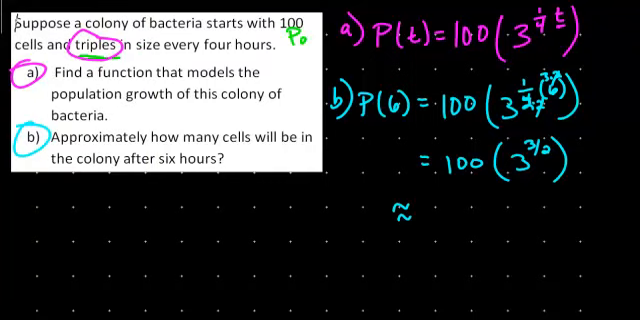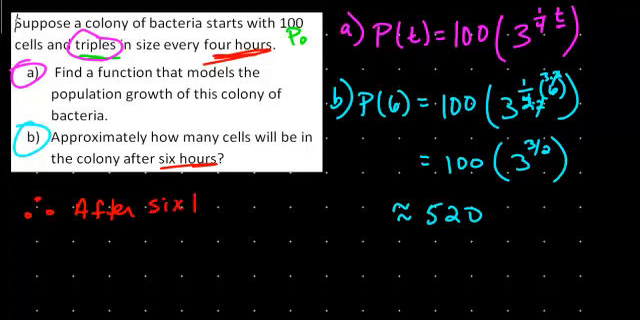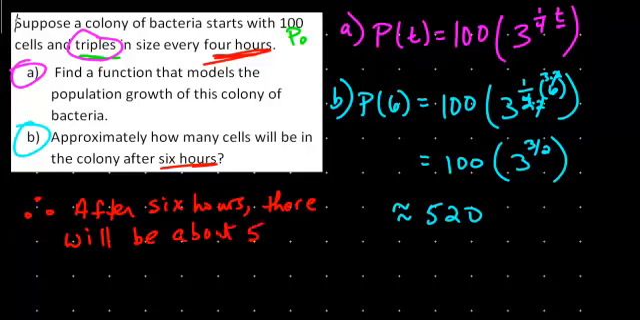So about 520. And again, I want to state my answer to set the standard here. Therefore, after 6 hours, there will be about 520 cells.